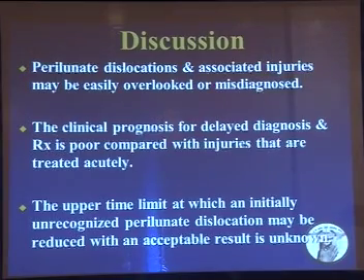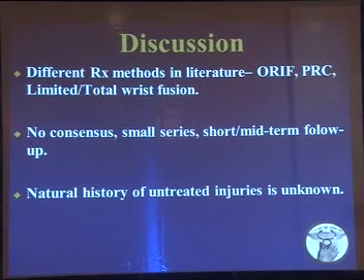So the discussion is, perilunate dislocation and associated injuries may be easily overlooked or misdiagnosed. The clinical prognosis for delayed diagnosis and treatment is poor compared with injuries that are treated acutely. The upper time limit at which an initially unrecognized perilunate dislocation may be reduced with an acceptable result is unknown. The different treatment methods in the literature are open reduction, internal fixation, proximal row carpectomy, limited and total wrist fusions. There is no consensus, and there are only small series for this type of perilunate dislocation. The natural history of untreated injury is unknown.